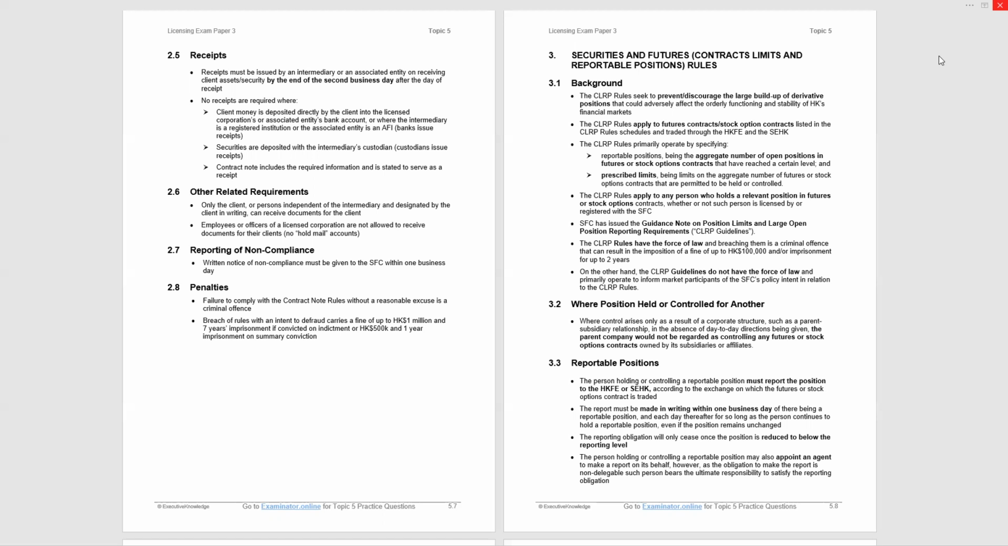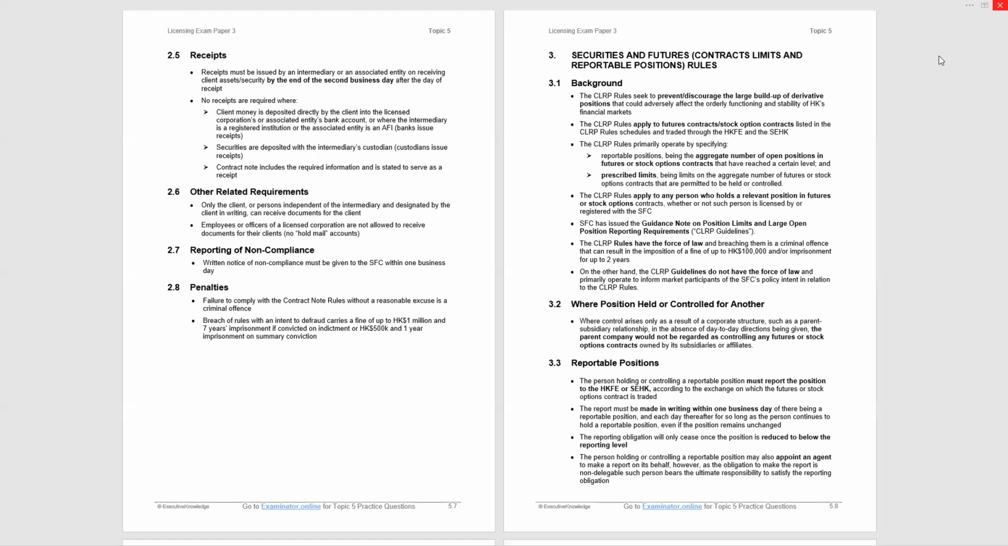On the other hand, the guidelines that the SFC has issued on this material, they do not have the force of law. They're there to inform market participants of the SFC's intent with regard to these rules.